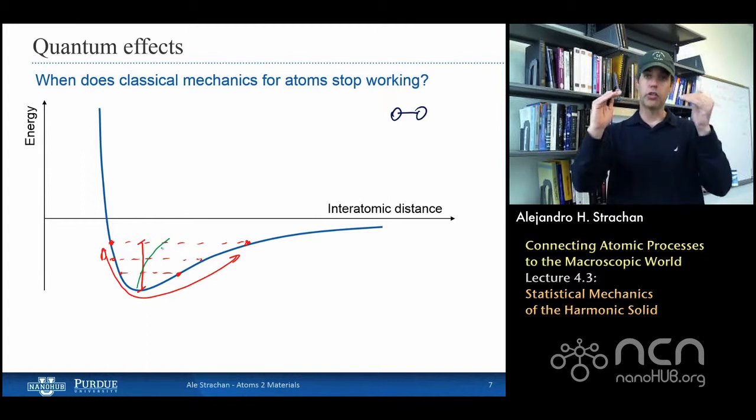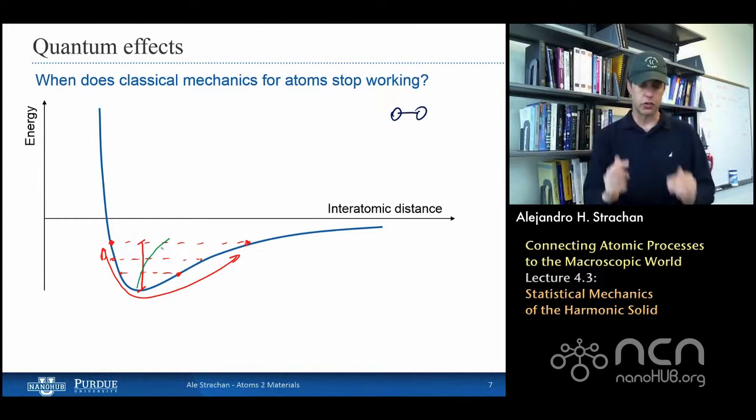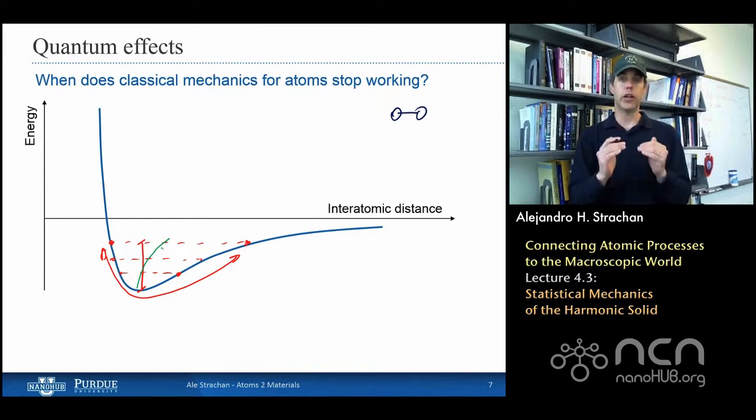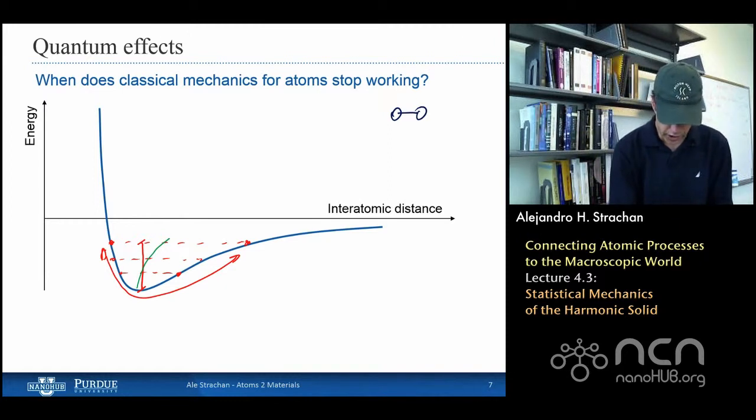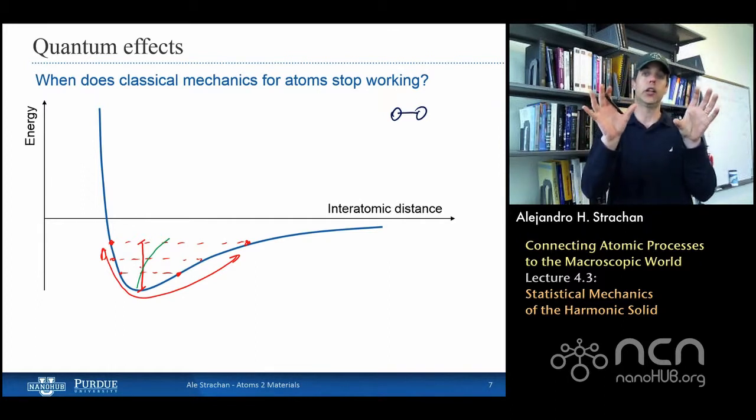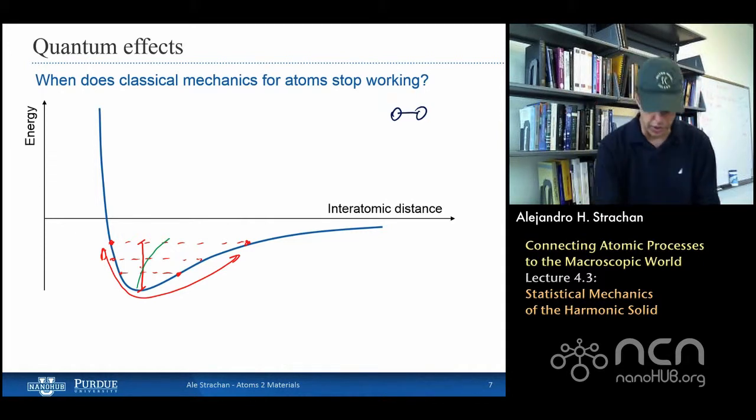Now, imagine I continue removing the energy of the system all the way until I bring the system to 0 degrees Kelvin. If I have the system at 0 degrees Kelvin, classical mechanics will say that there's no kinetic energy, so these two atoms will stop vibrating.